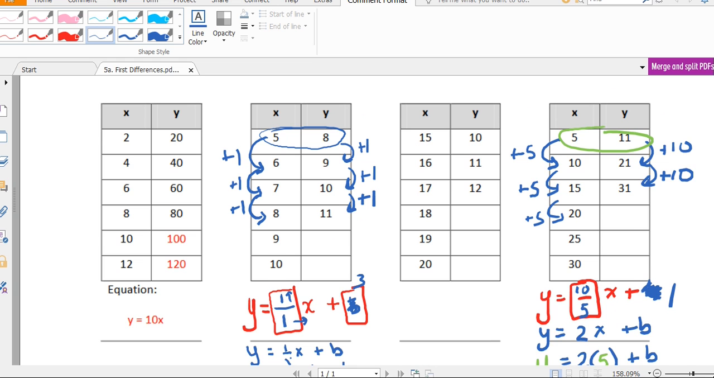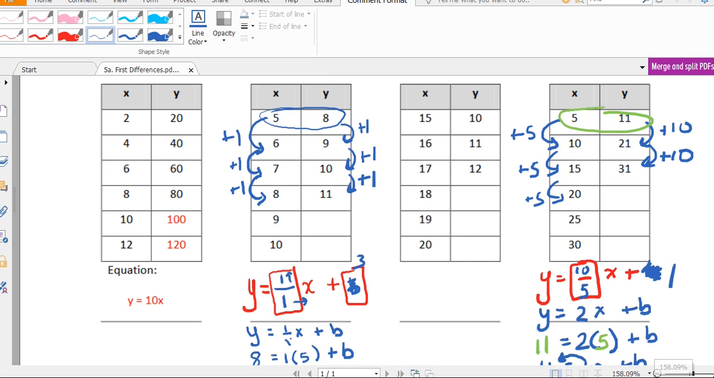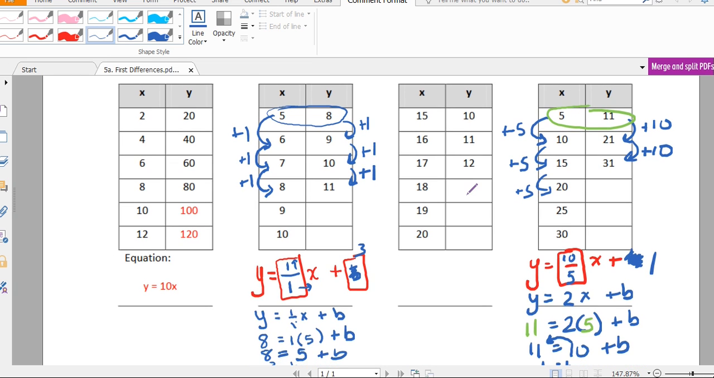So hopefully that helps. Maybe I should do one more. Let me just do one more for you quickly. I'll do this one. How about? Okay. So for this one, same thing. I know this is plus 1. This is plus 1, this is plus 1, this is also plus 1.